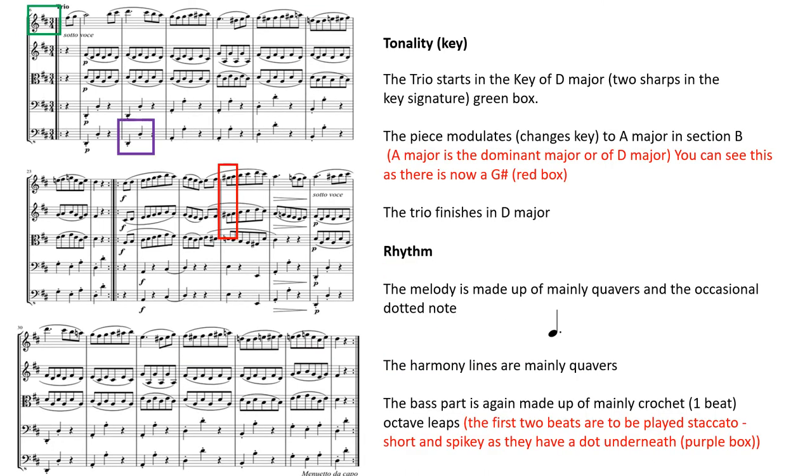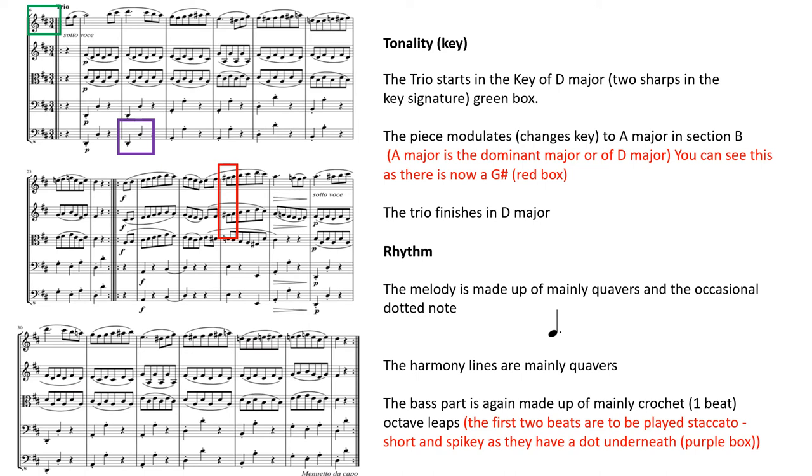Let's have a look at the tonality, or the key, of the trio. The trio starts in the key of D major. I've highlighted in the green box that it has two sharps in the key signature, F sharp and C sharp. D major is the dominant key of G major, which was the key of the minuet. So they are both related to each other.